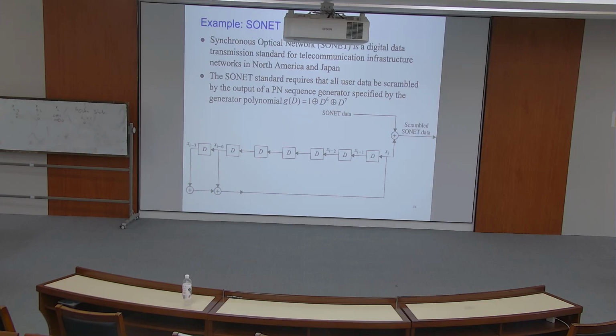So here we have the SONET data. You could see the state. This is the SONET data, this is the scrambler, and this is the x of n. You combine all of those with the data, and you get the scrambled SONET data. Here R is 7. It's a 7-stage shift register.